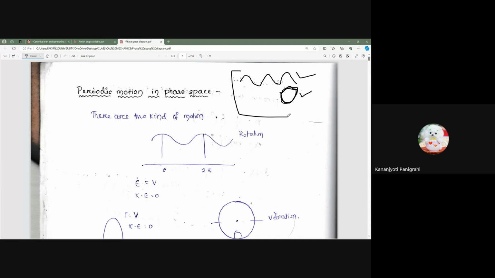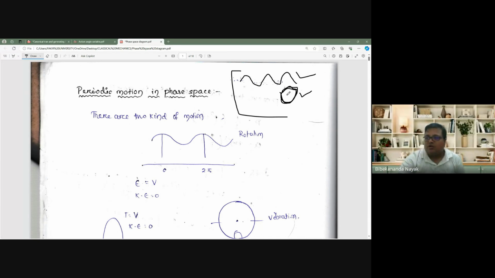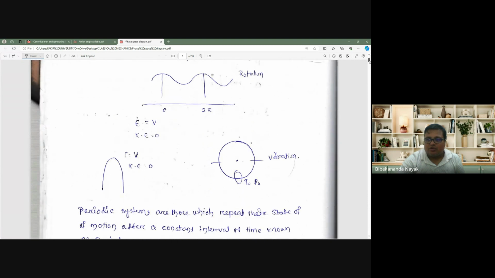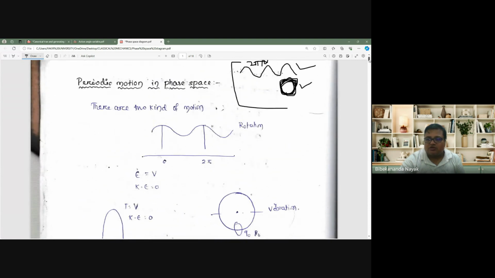There are two kinds of motions. Here we exactly retrace the paths, so it is a closed motion, and the other we call rotation, because if you change the angle by 2 pi plus theta, we get the same result. So the two kinds of motion are rotation, and libration or vibration.